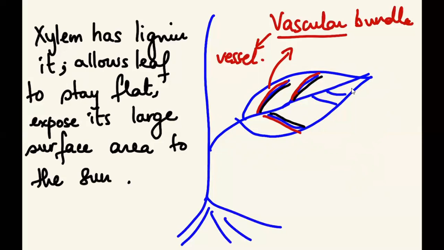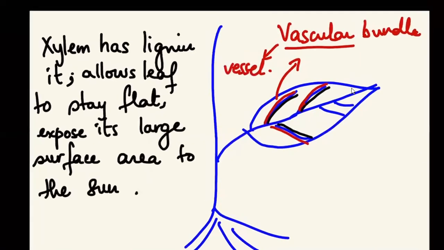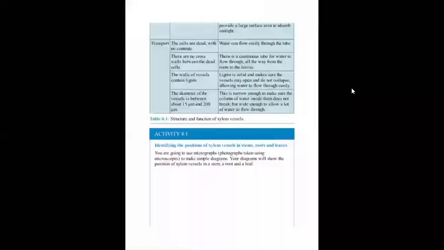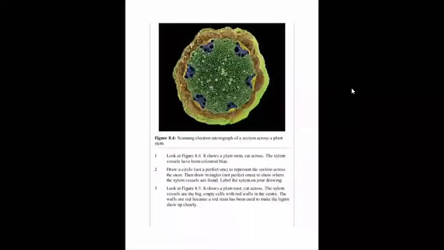Understood? Yes, man. Xylem allows leaf to lay flat, expose its large surface area to the sun. All right, I get it. So basically it means that the lignin allows it to lay flat in a way. Meaning that basically it's horizontal, right? Meaning that the maximum amount of sunlight is exposed to the leaf itself. Exactly. All right, that makes sense.